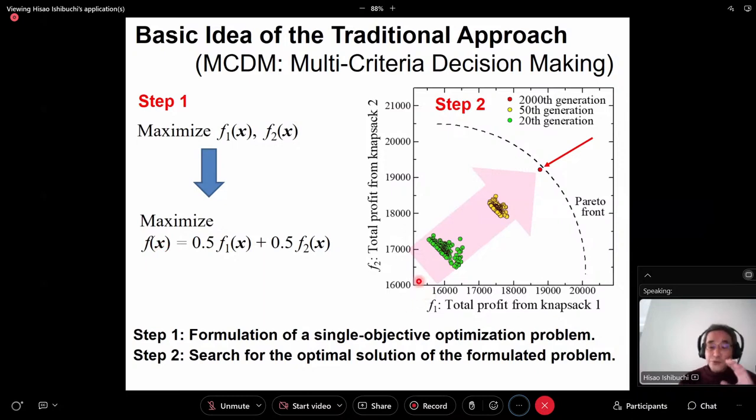If we use evolutionary computation, after the 20th generation, we have this green point. After the 50th generation, we have this yellow point. Then, we have a single point, this red point. This is because we have a single objective optimization. The final solution is only a single solution. This is a traditional MCDM approach. However, this is the most frequently used approach even now.